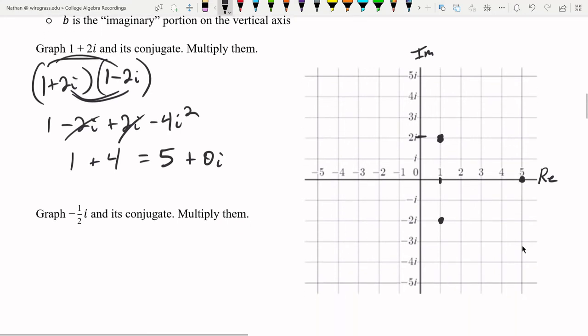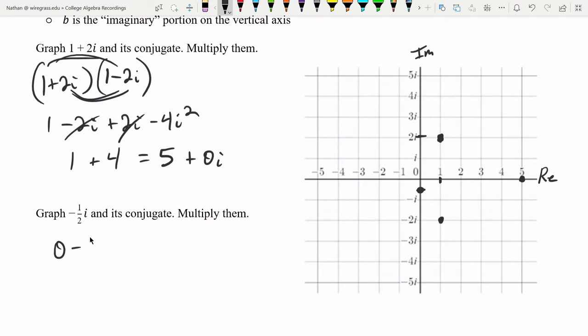Now let's look at another couple. Graph negative 1/2i and its conjugate. Negative 1/2i is going to be right here. That's negative 1/2i. And then it's got no real part, so we don't go left or right at all. This is the same thing as 0 minus 1/2i. So this is going to be left or right, none, but just down 1/2 a unit, and that's negative 1/2i. Then we can graph the conjugate of this, which if it's 0 minus 1/2i, the conjugate is 0 plus 1/2i. All you do is you change that middle sign there. And that's going to be right here.